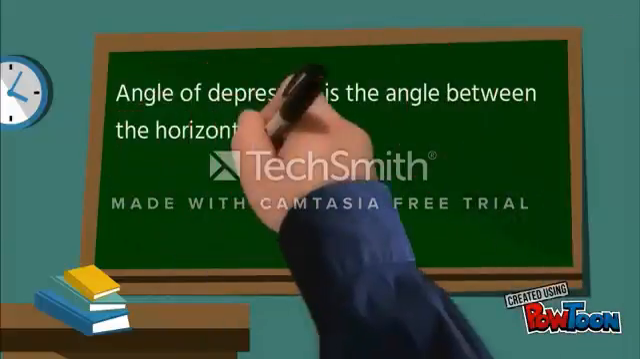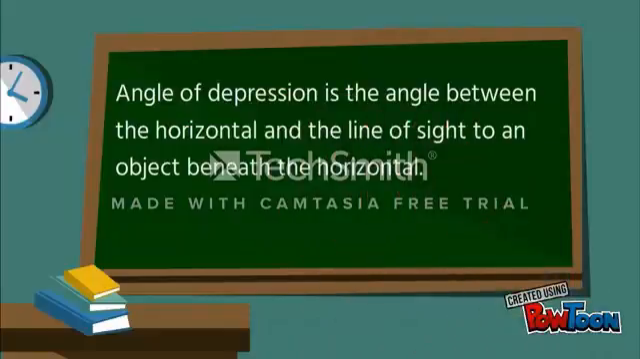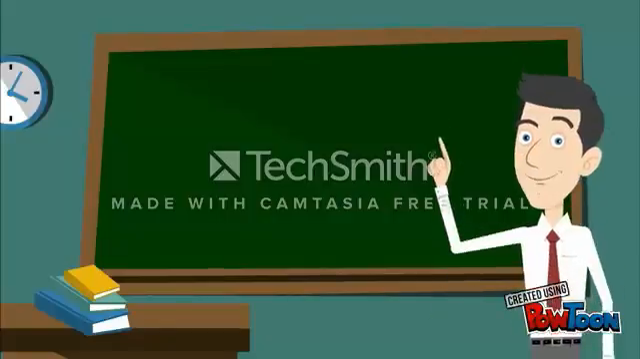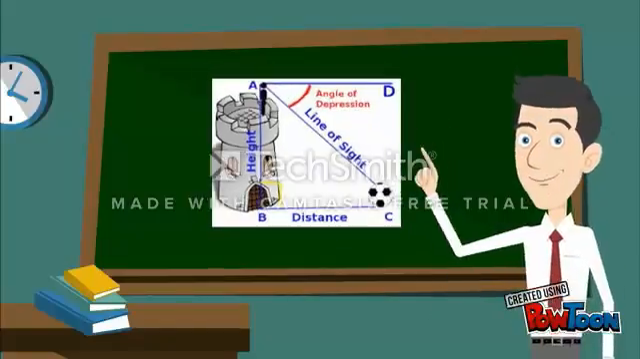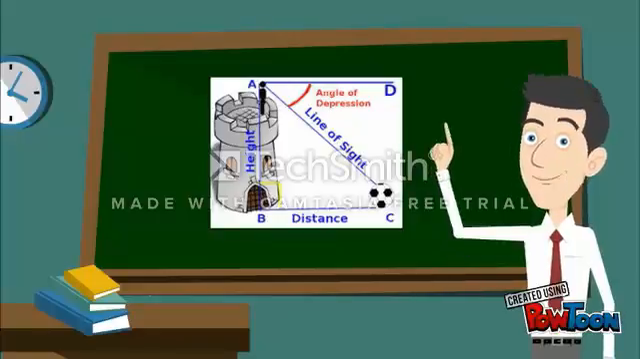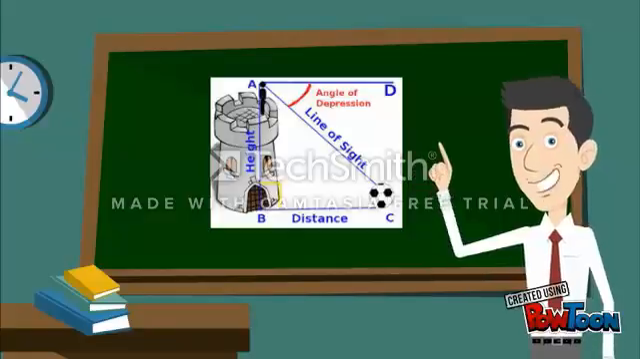An angle of depression is the angle between the horizontal and the line of sight to an object below the horizontal. We can see in this figure that object C is below the level of observer A, and the angle formed between the observer's line of sight and the horizontal line of sight is the angle of depression.